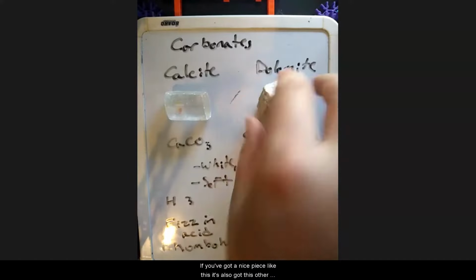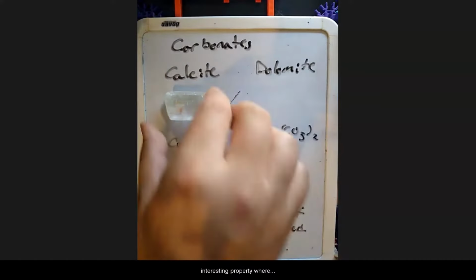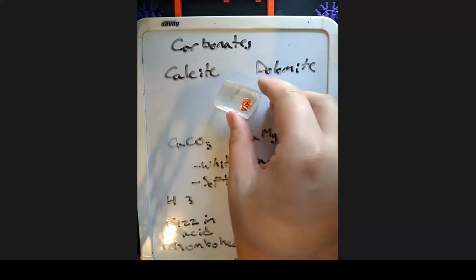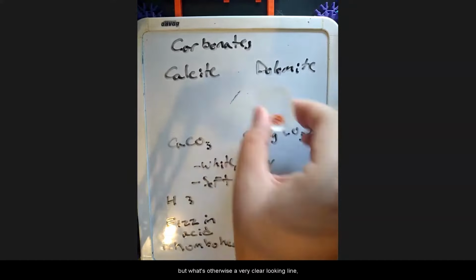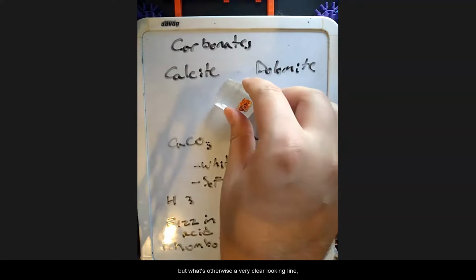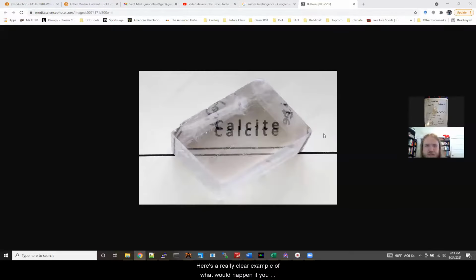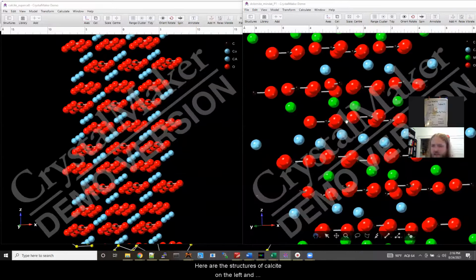If you've got a nice piece like this, it's also got this other interesting property where it splits things like a prism when you look at them. It's called birefringence. So maybe a little hard to tell in this, but what's otherwise a very clear looking line, if you put a piece of calcite on it, it splits it in 2. Here's a really clear example of what would happen if you look through a well-formed piece of calcite at text below. It splits it into 2, and as you rotate that piece of calcite, the images of the writing will actually move around a little bit. That's called birefringence.